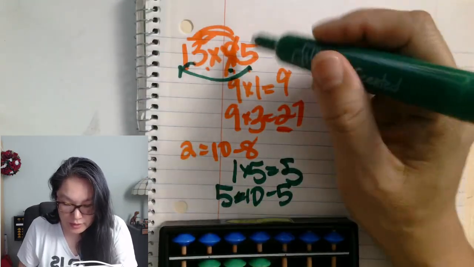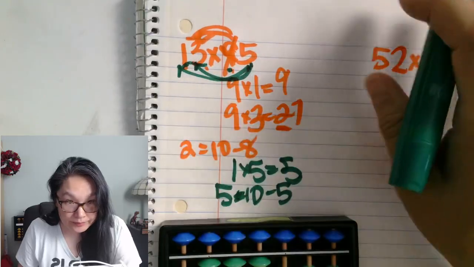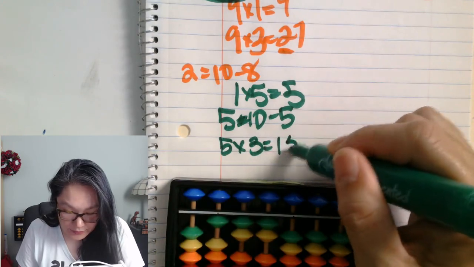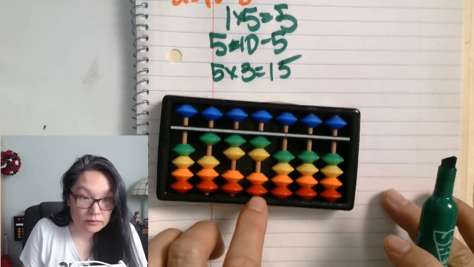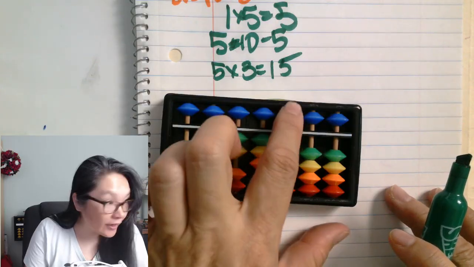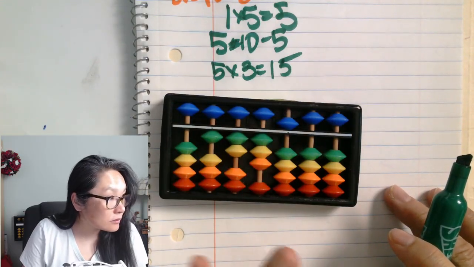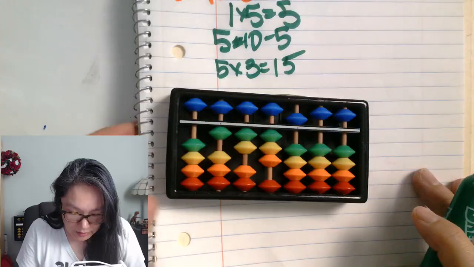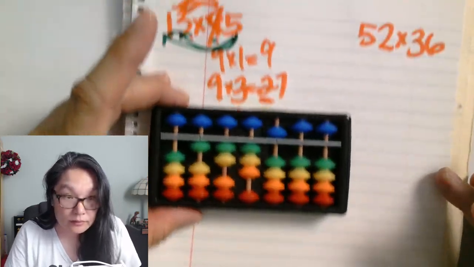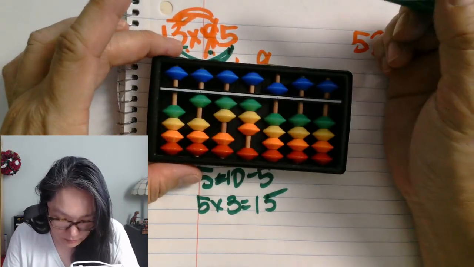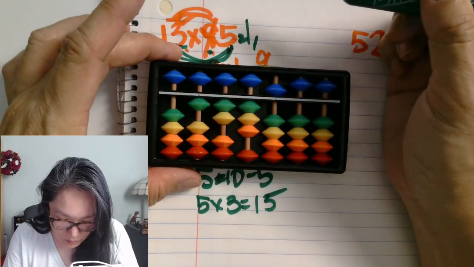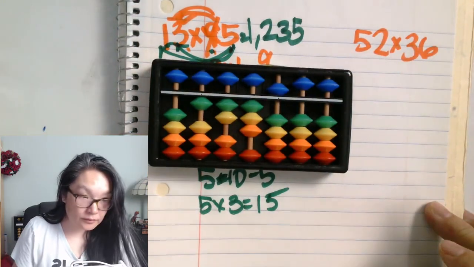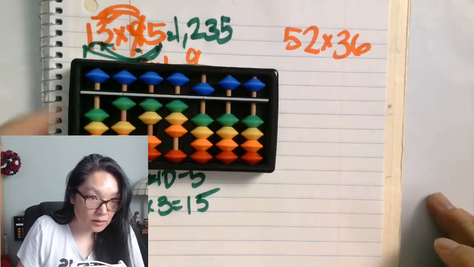And then our final one is 5 times 3. 5 times 3 is 15. I had 1. I had 5. So my final answer is 1, 2, 3, 5. Yes. So now we do this one.